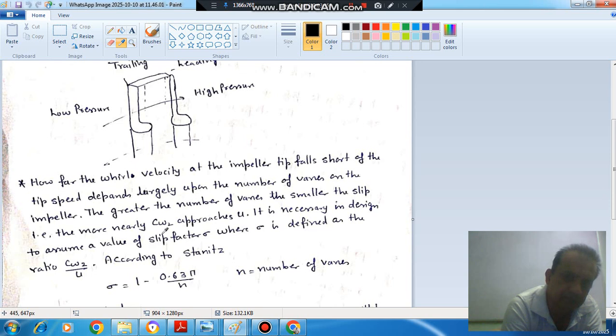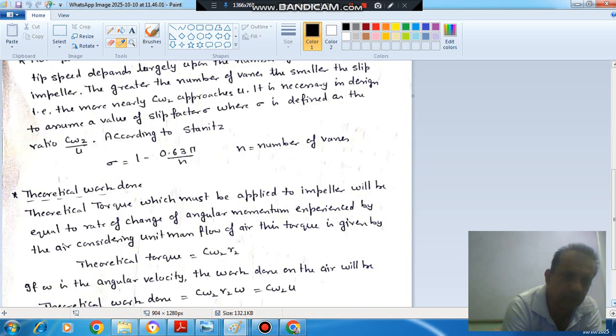It is necessary in design to assume a value of the slip factor sigma, where sigma is defined as the ratio Cw2 by U. According to Stanitz, sigma is 1 minus 0.63 pi by n, where n is the number of vanes. Okay, so now this is the slip. The basic definition is Cw2 by U. You need to remember this. You need not remember the formula, but you need to remember this: if the number of vanes is increasing, then there will be less slip. Okay, Cw2 will approach closer to U.